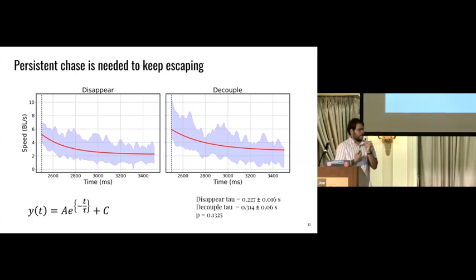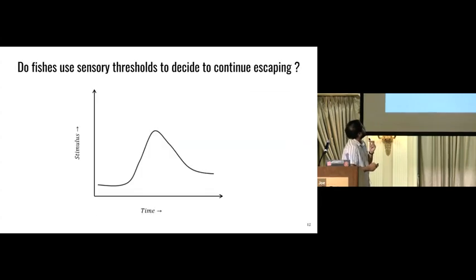So the fishes somehow are able to tell that they're not in active danger, even though the virtual predator is there in the arena with them. So that motivated us to do something else. What could the fishes be using to decide that they should keep on escaping once they've started to escape?